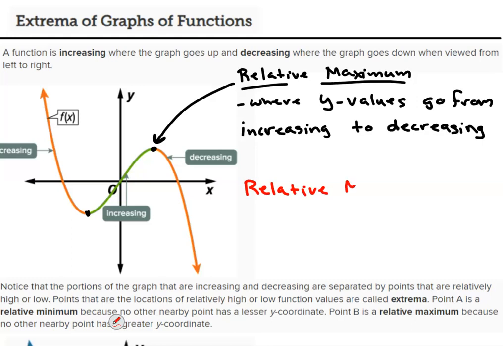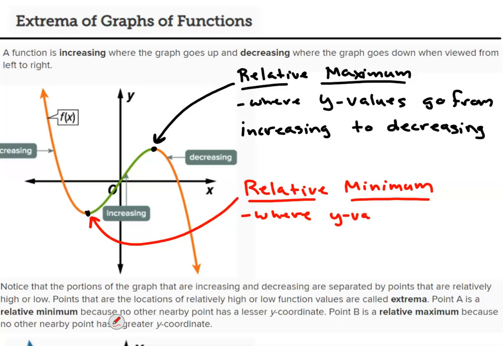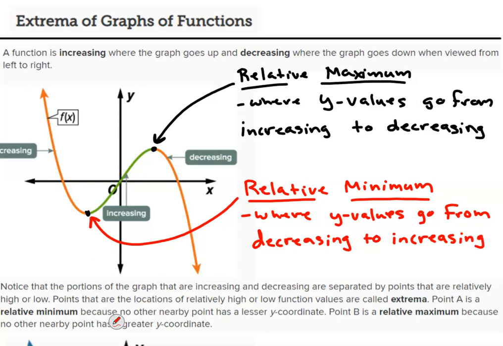relative minimum. And that would be right here. And that, when you're reading it from left to right, is where y values go from decreasing to increasing. So they're going down, they get to their minimum point right there, and then they're going up.